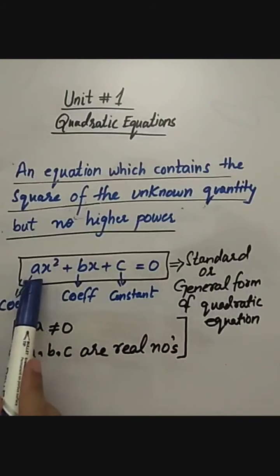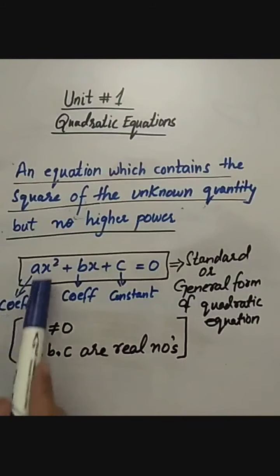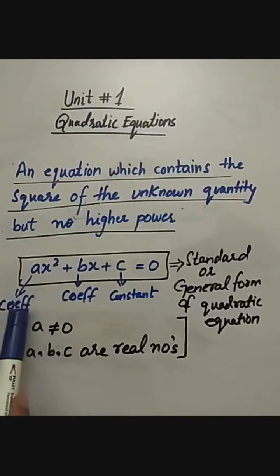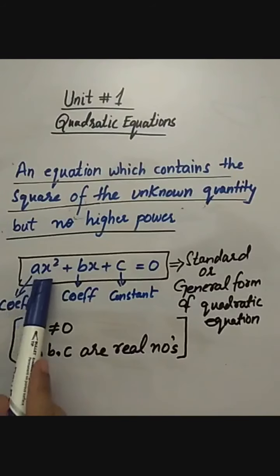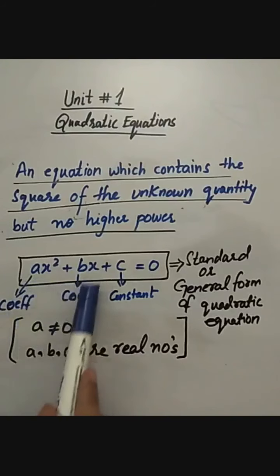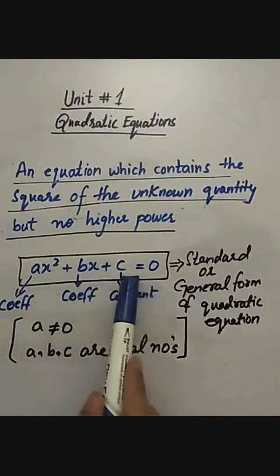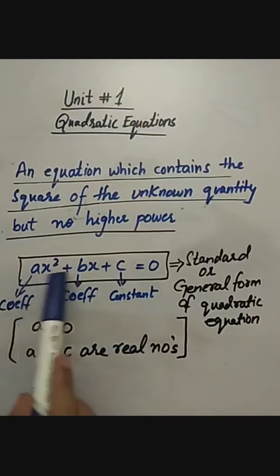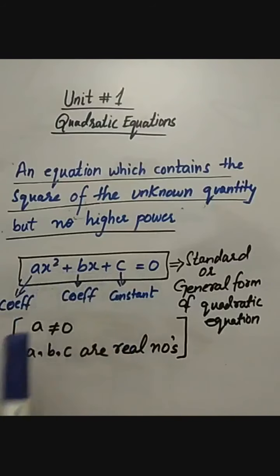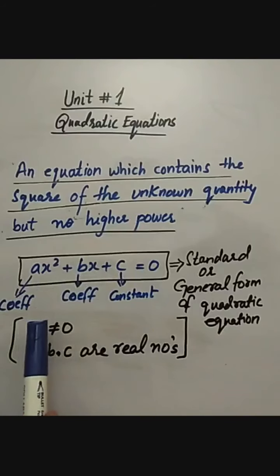Now here a is the coefficient of x square. Here b is the coefficient of x and c is a constant. a, b and c all belong to real numbers. Real numbers mean 0, 1, 2, 3.